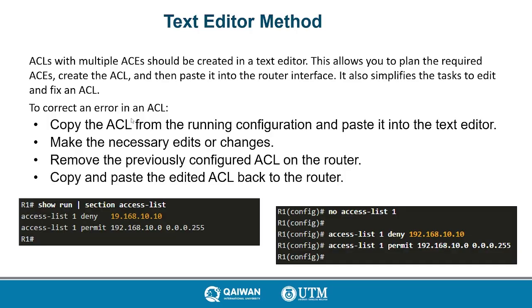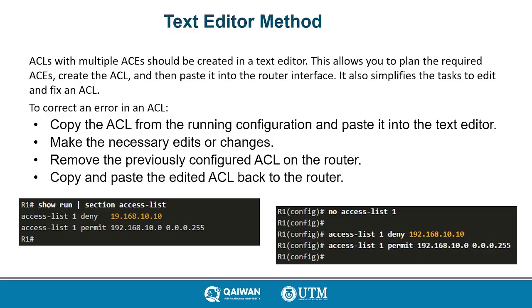So let's say that you want to do something and it is quite problematic. You did not want to do that. How to modify it? You will open a text editor. Okay, it's like Notepad, Notepad++, anything. The first thing, you will copy the access list from the running configuration. Okay, from here. For instance, you will copy this one and this one, okay?